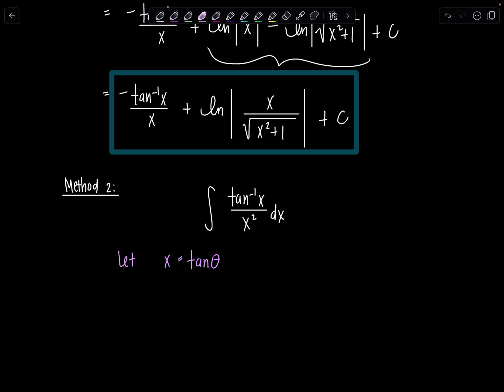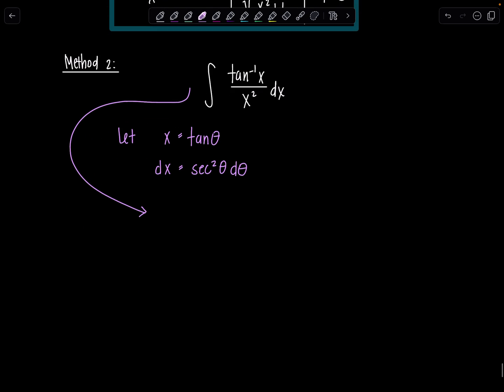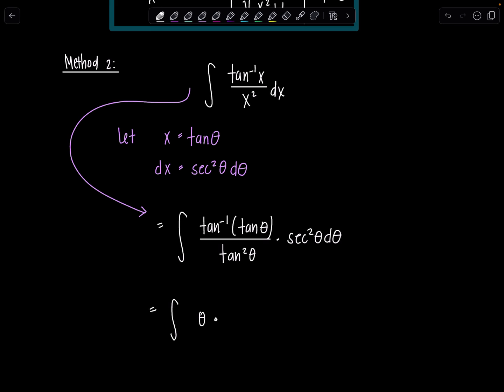And then same thing, I want to figure out what dx is in terms of theta. So let's differentiate both sides. So dx would be secant squared theta d theta. Now let's go back to the original integral and then see how this is going to help us out. So in the numerator, I have tan inverse of tangent theta over x squared, which is tan squared theta, and then dx is secant squared theta d theta. Good? Okay, so let's see if we can clean this up. So tan inverse of tangent theta is going to give me theta. Then I have this tan squared theta in the denominator. So really, this is cosine squared theta over sine squared theta.